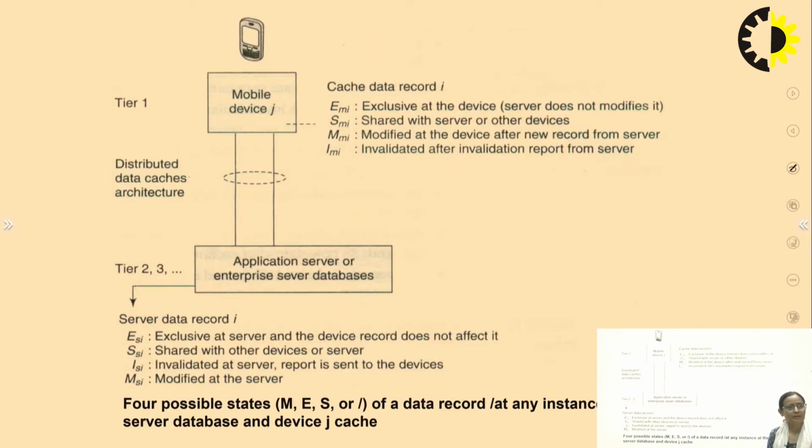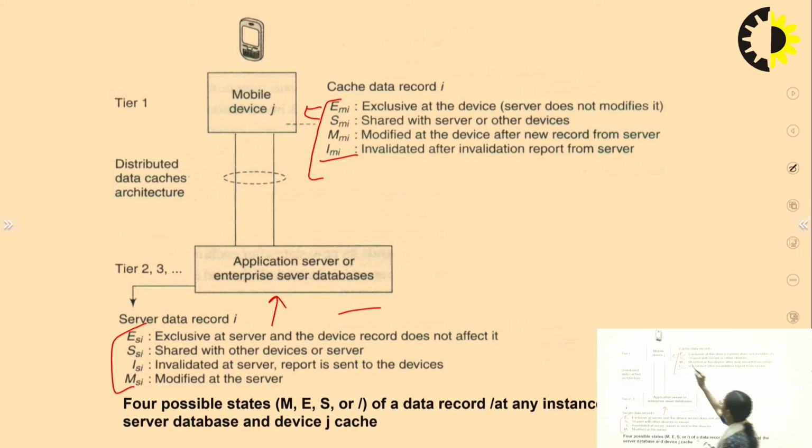So if you look at this figure, the 4 possible states, that is MESI, these 4 possible states are being maintained at both ends. Here we have the mobile device and here we have the server. So these are the MESI states for the mobile device and these are the MESI states for the server side. In this client server architecture, it might be 2-tier, it might be 3-tier.